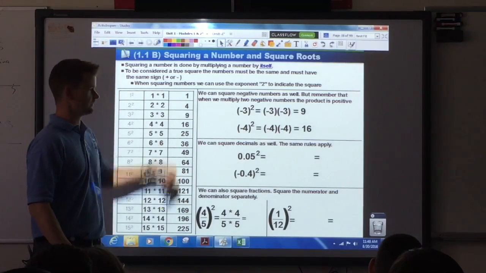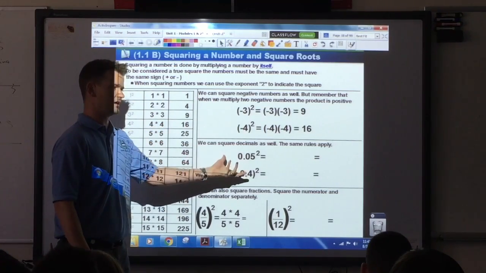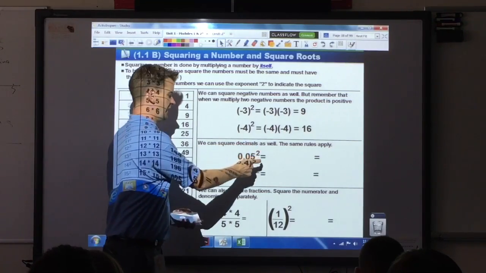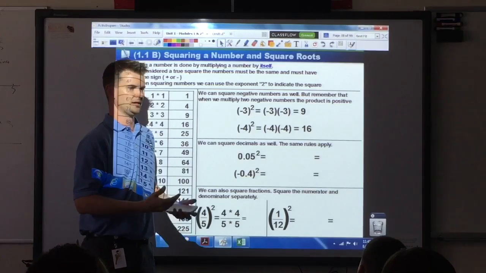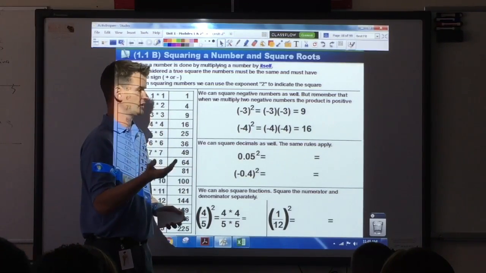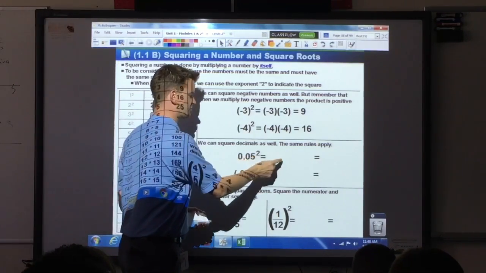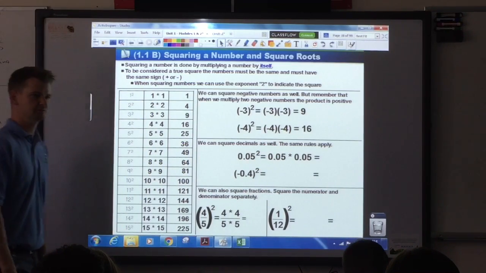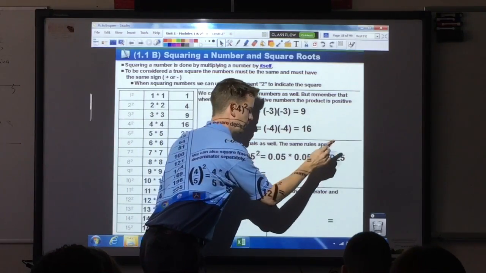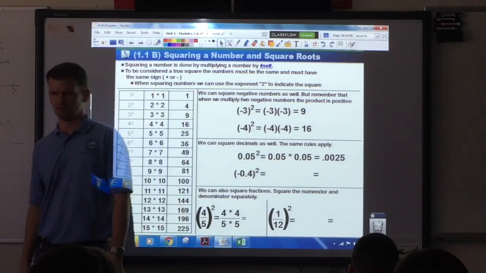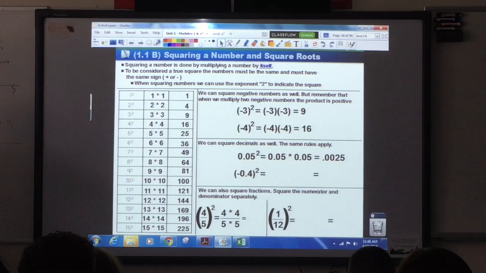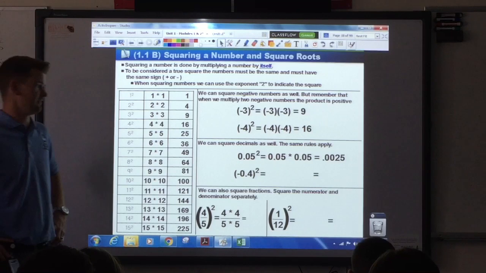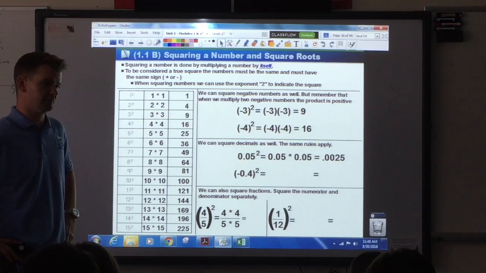So we squared positives, we squared negatives, we can also square decimals and fractions. We can square everything, we can square anything we want. When I have a decimal, same process. You can either do it by hand, you can use your calculator, whatever you want. 0.05 squared is the same as writing 0.05 times 0.05. And that's going to give me 0.0025. It is. If you don't believe me, check it with your calculator. Type in 0.05 times 0.05, and you'll get 0.0025. You absolutely will.